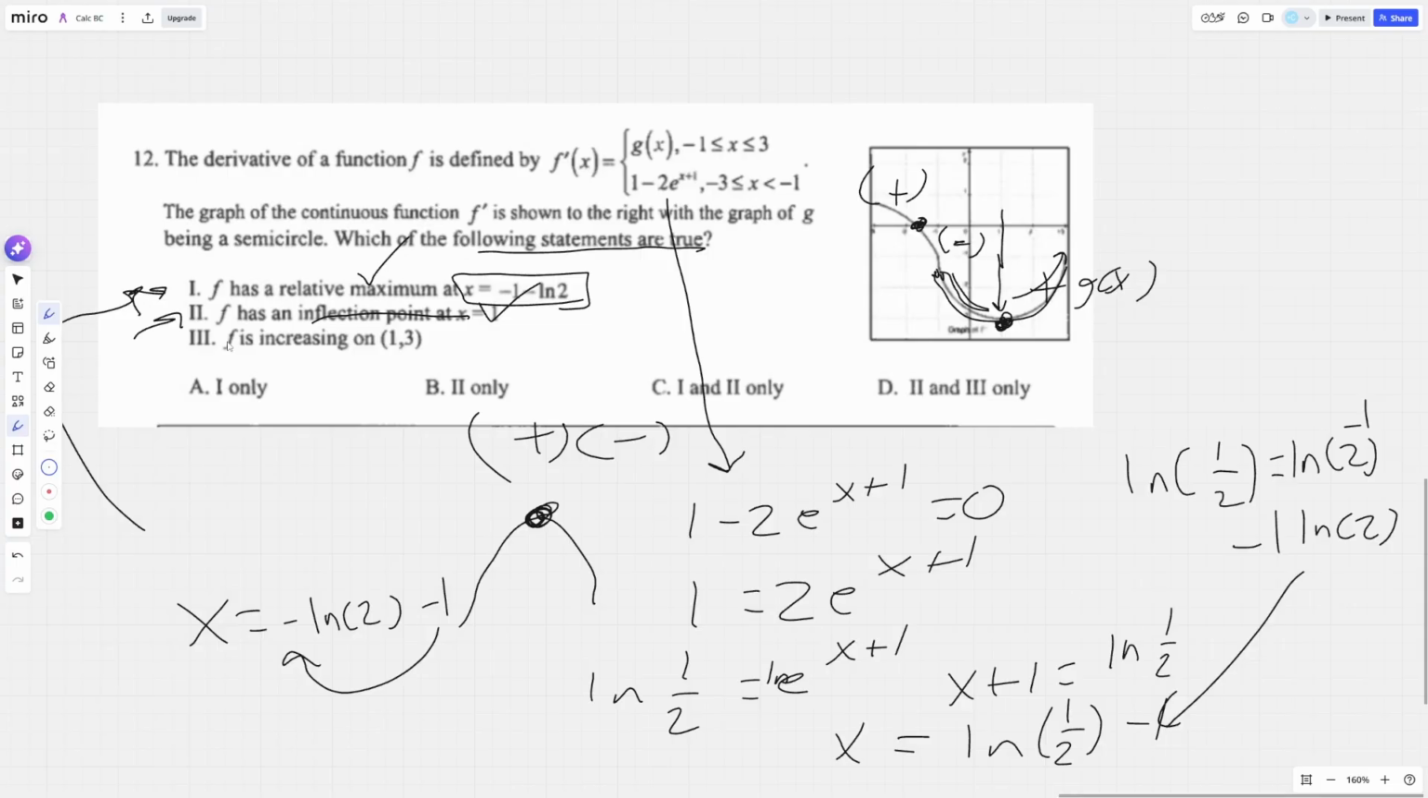Number 3 says that f is increasing from 1 to 3. That is not true, because the derivative, or the rate of change of the original function, is less than 0, meaning that it's actually decreasing. So you eliminate D and A and B, leaving us with C, and that is our final answer.